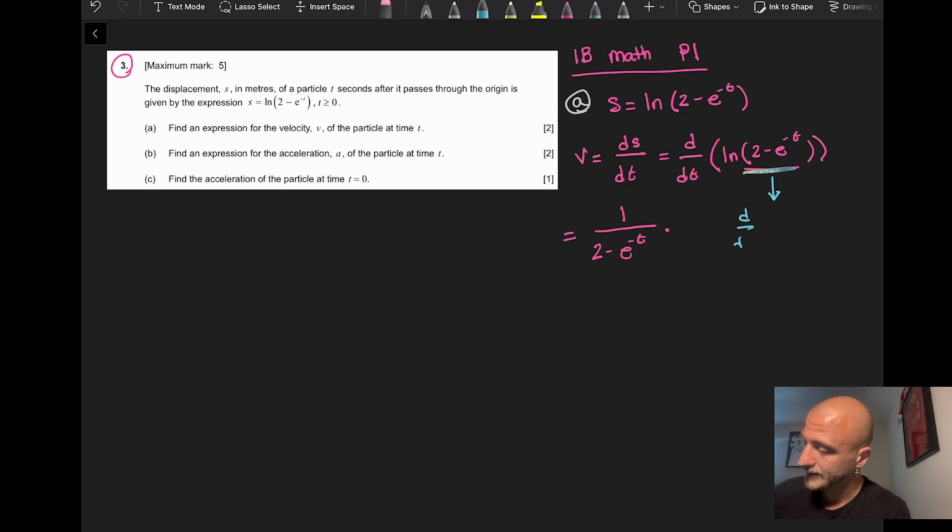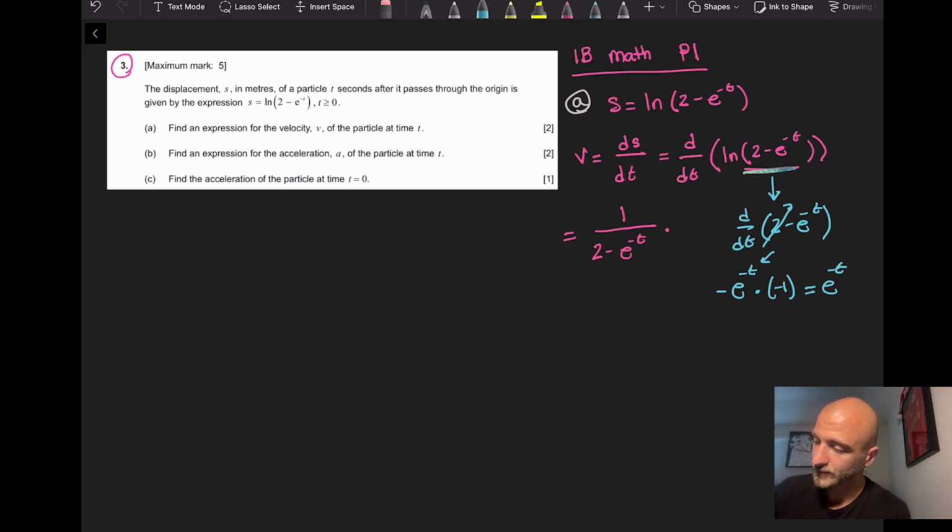The d/dt of 2 minus e to the negative t: well, the derivative of a constant is 0, so that goes away. And the derivative of e to the x is e to the x, but there's a negative sign in the exponent, so that also has a chain rule we need to take into account. So this would be negative e to the negative t times the derivative of negative t, because that's what's in the exponent. The derivative of negative t with respect to t is just negative 1. So that literally just gives us e to the negative t.